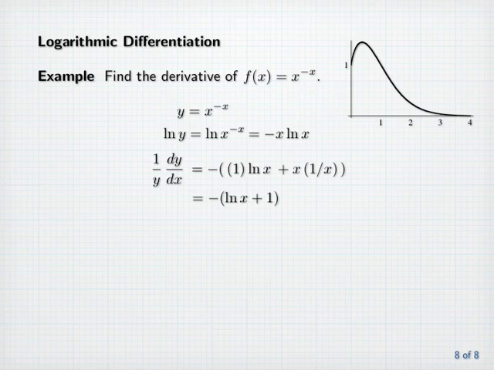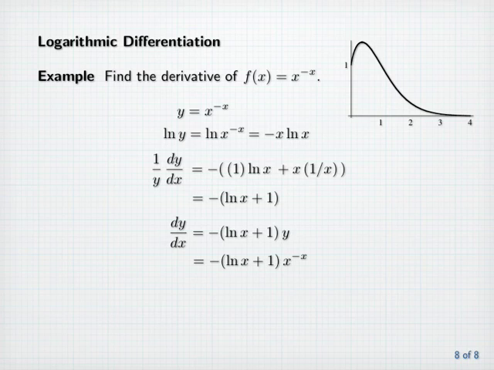Now let's multiply both sides by y to get dy dx equals minus log x plus 1 times y, but y equals the original function x to the minus x, so we finally have minus log x plus 1 times x to the minus x. So notice that there are 4 steps involved. First write y equals f of x, then take the natural log of both sides, then differentiate with respect to x, and multiply both sides by y and replace y with f of x.